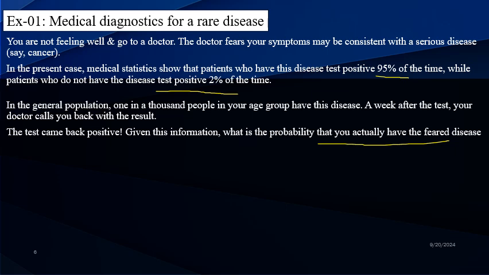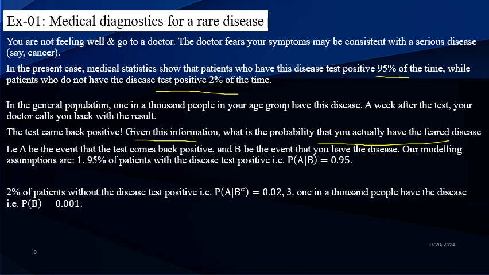So given the information, a test result, you are having the feared disease. Probability of D given the test result, you have to compute that. So we'll introduce some kind of events here. Let A be the event that the test comes back positive. Let B be the event that you have the disease.